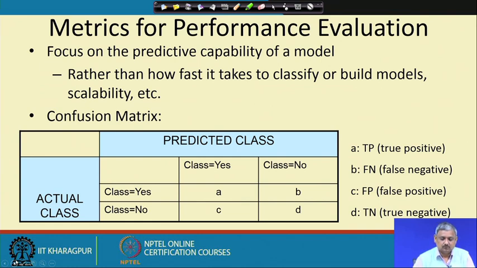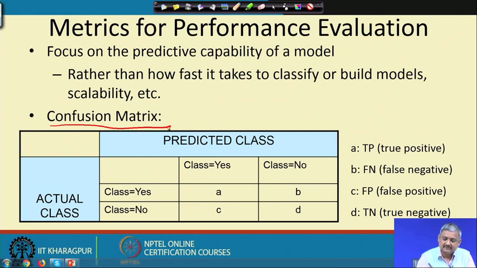Okay. So, one step to compute this matrix is to construct what is called a confusion matrix. So, what is a confusion matrix?